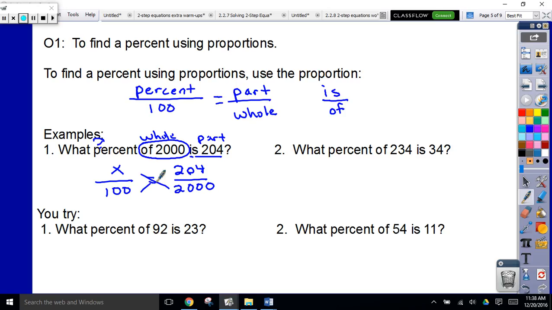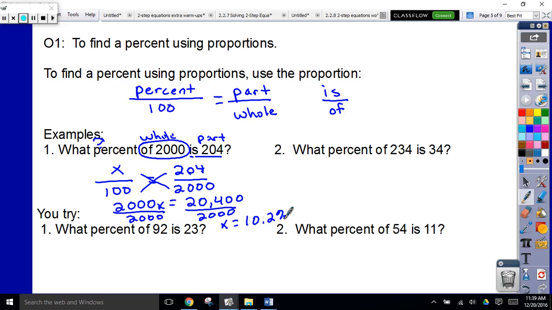So we get 2,000x equals 100 times 204, which is just 20,400. Dividing both sides by 2,000, we get x equals 10.2, and we can just tack the percent on. When we use proportions, the number that we get is the actual percent, so we don't have to move any decimal places. When we use equations, we get decimals rather than percents, so we do need to change that.